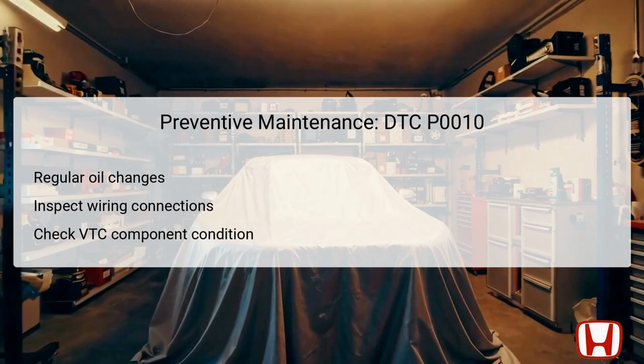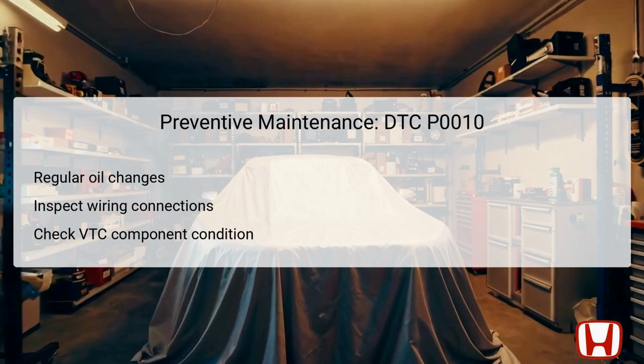Preventive maintenance plays an essential role in reducing the likelihood of encountering DTC P0010. Regular oil changes are crucial, as dirty or degraded engine oil can affect the oil control solenoid's performance. The quality of oil also influences the solenoid's ability to operate effectively. Therefore, using the recommended oil type is advised.